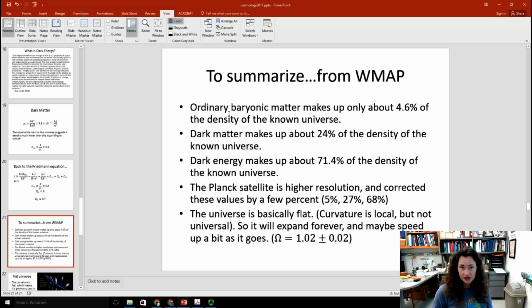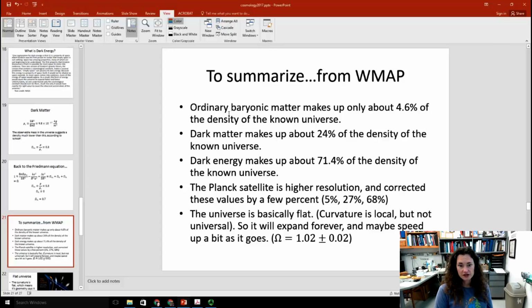So everything that you're seeing and touching and interacting with on a daily basis is actually not really ordinary if you think about it, but kind of extraordinary if you think in terms of the total amount of mass in the universe. 5%. Dark matter makes up about 24 to 27%, depending on which satellite you look at, of the density of the known universe. And dark energy makes up between 68 and 71 or 72% of the density of the known universe, depending on which satellite data you look at. I would like to add that the Planck satellite is higher resolution and corrected the values by a few percent, and so those are the ones that people usually cite now. 5%, 27%, 68%, those are the numbers for the ratios.